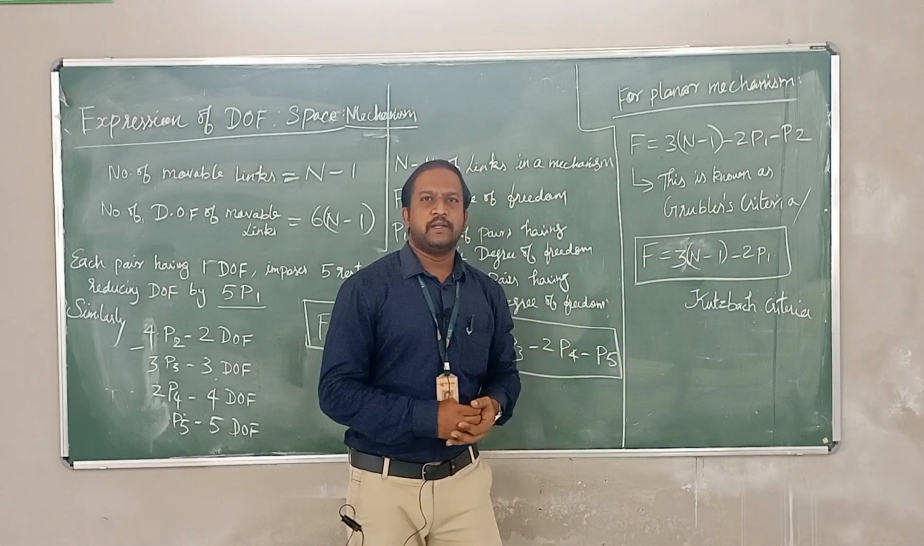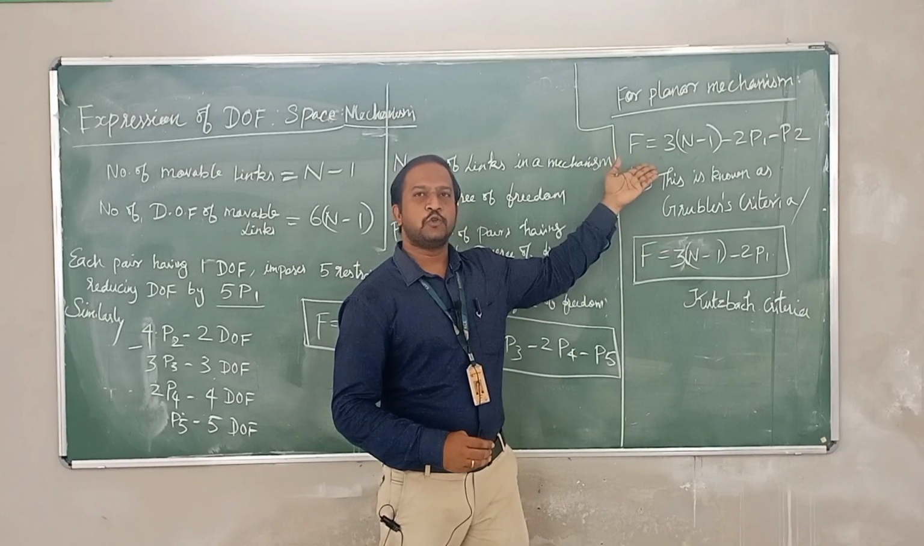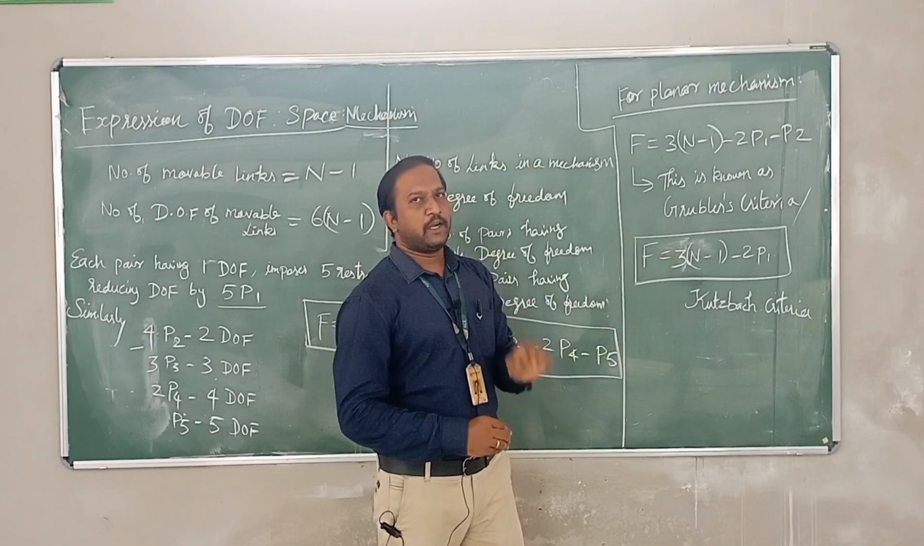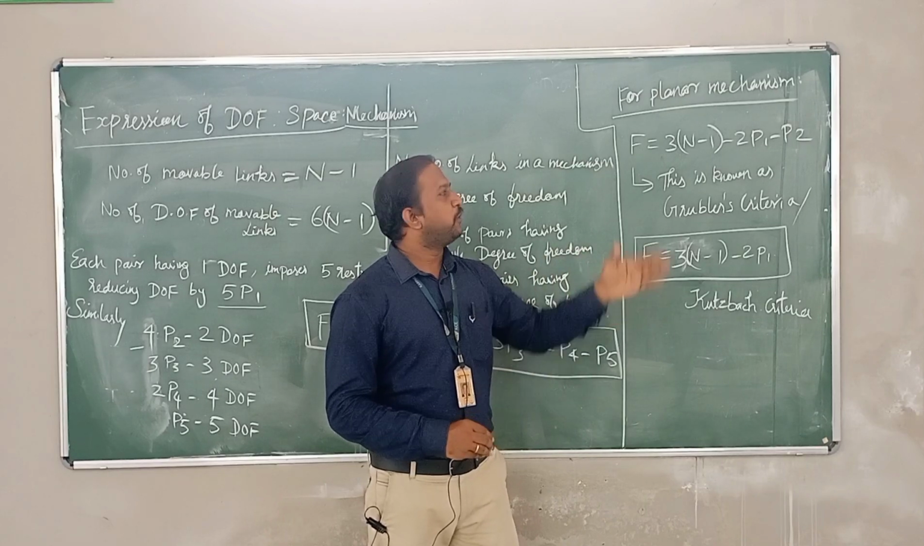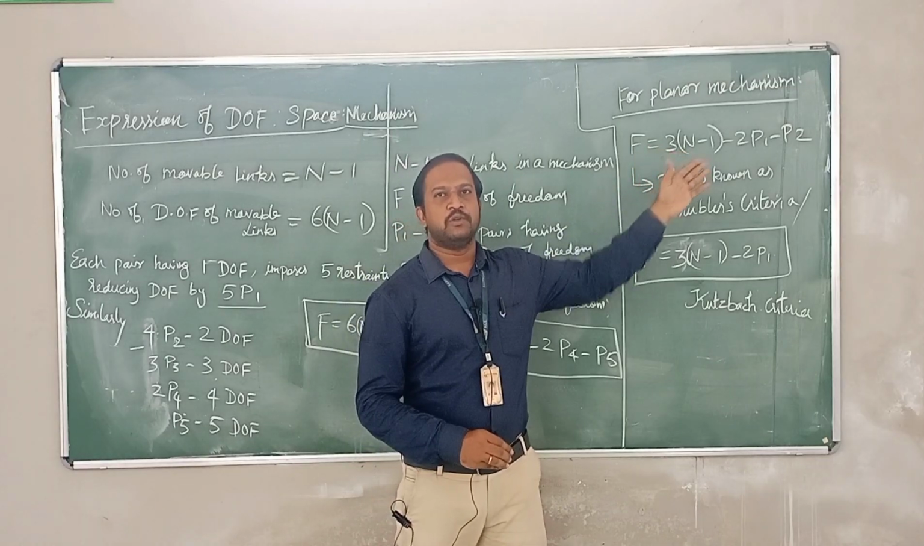Many authors refer to these interchangeably. They may call this one Grübler's and this one Kutzbach's. You can use these criteria interchangeably. And commonly, to find the degrees of freedom for a planar mechanism, you refer to this expression: F equals 3(n minus 1) minus 2p1 minus p2.